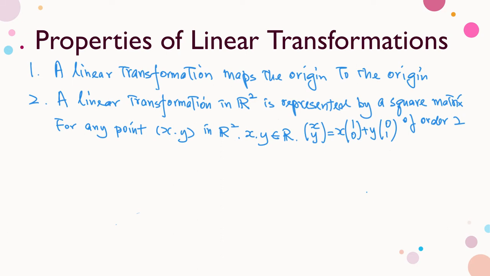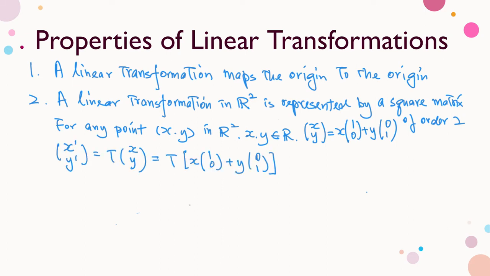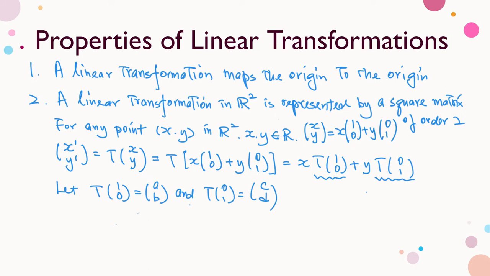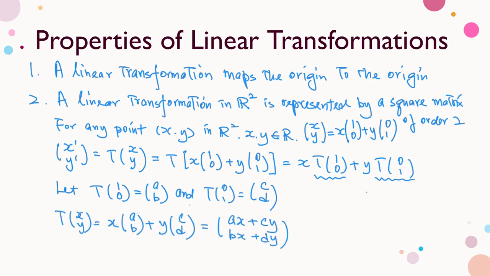That is, then the image under T is, by the definition of linear transformation, we have, therefore, to find the image of any points in R2 under T, it is equivalent to find the images of (1, 0) and (0, 1) under T. Let (1, 0) be mapped to (a, b) and (0, 1) mapped to (c, d) under T. Therefore, by multiplication, we see that T is a square matrix.